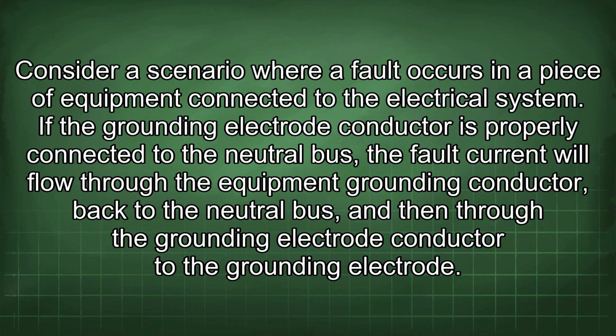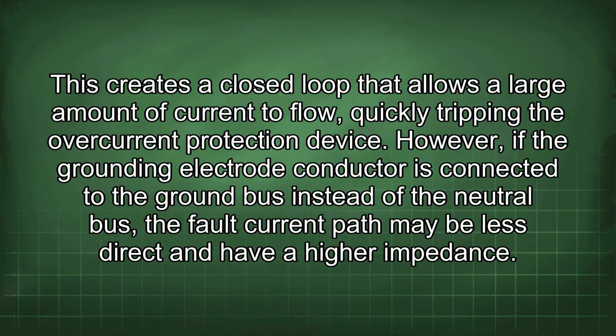Consider a scenario where a fault occurs in a piece of equipment connected to the electrical system. If the grounding electrode conductor is properly connected to the neutral bus, the fault current will flow through the equipment grounding conductor back to the neutral bus, and then through the grounding electrode conductor to the grounding electrode. This creates a closed loop that allows a large amount of current to flow, quickly tripping the overcurrent protection device.